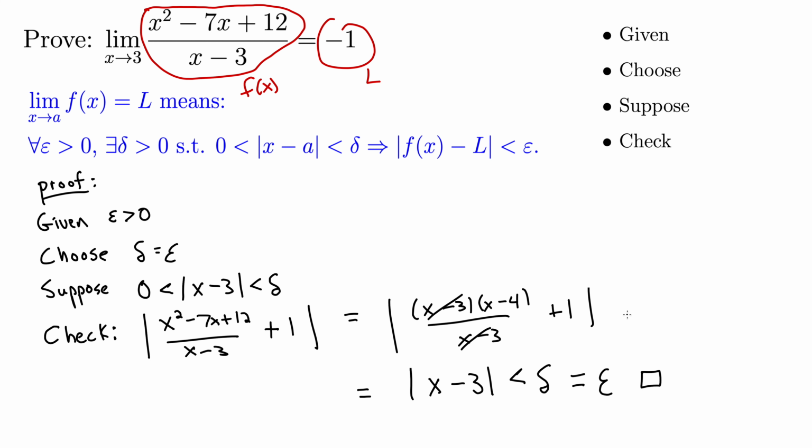Let's see how this flows. We took any epsilon greater than 0. So you can give me any epsilon you want. I'm going to choose delta, and I'm just going to let delta be that same epsilon. And then as long as x minus 3 is less than delta, which is epsilon in this case, then we have shown that the function minus the limit, f of x minus L, is, well, we already assumed that it was less than delta, but delta is epsilon in this case, and it works out quite nicely.